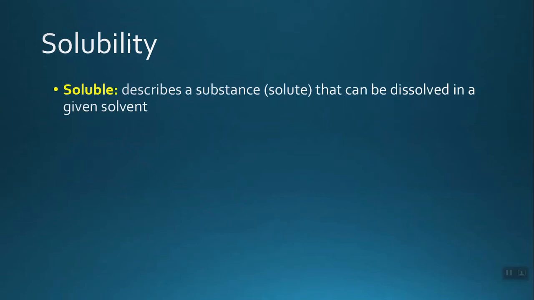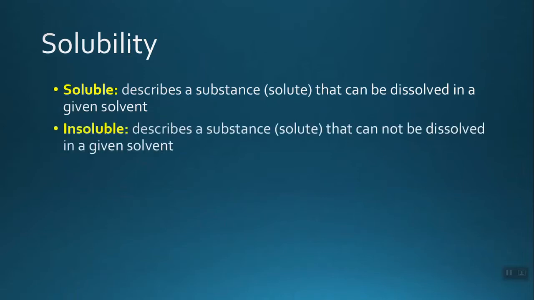Now, these might be new words for you guys. When we say that something is soluble, we're talking about a solute that can be dissolved in a given solvent. So for example, salt can dissolve in water. We say that that's soluble. When the solute cannot be dissolved, we say that it's insoluble. Okay, and you guys probably remember the solubility chart that we used, I think a couple units ago. We're actually coming back to that today.